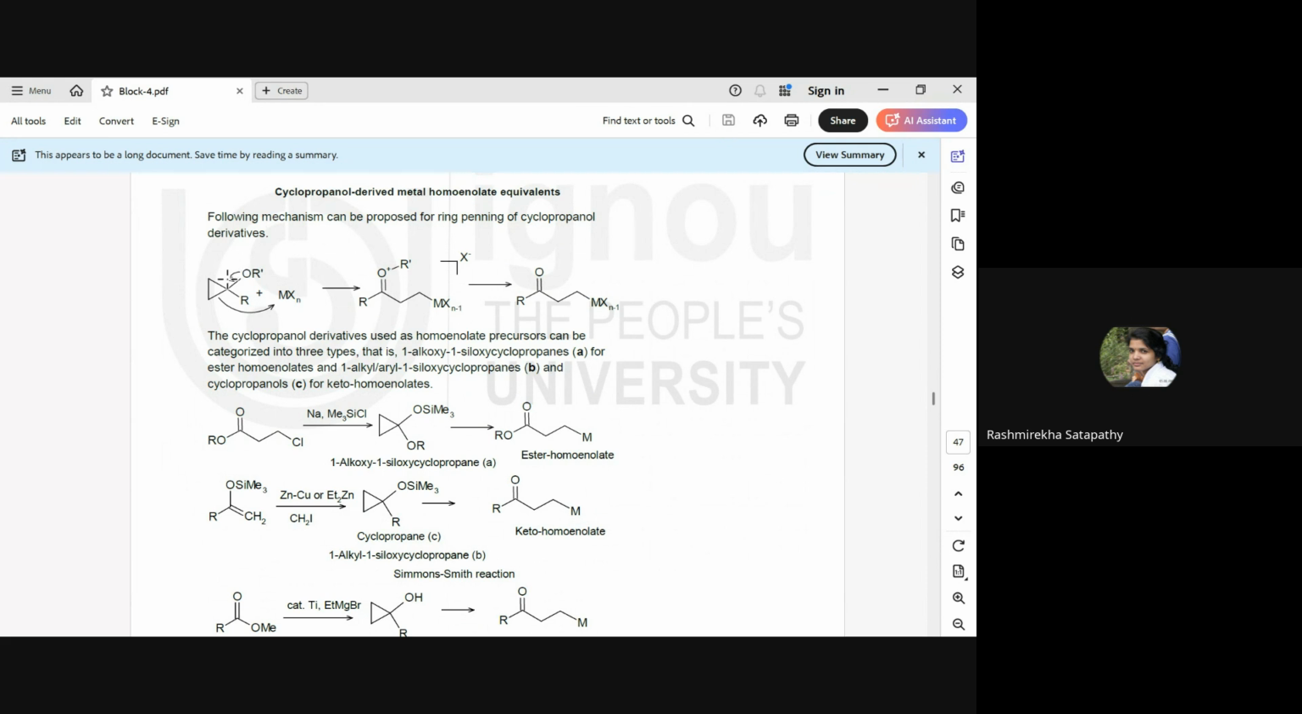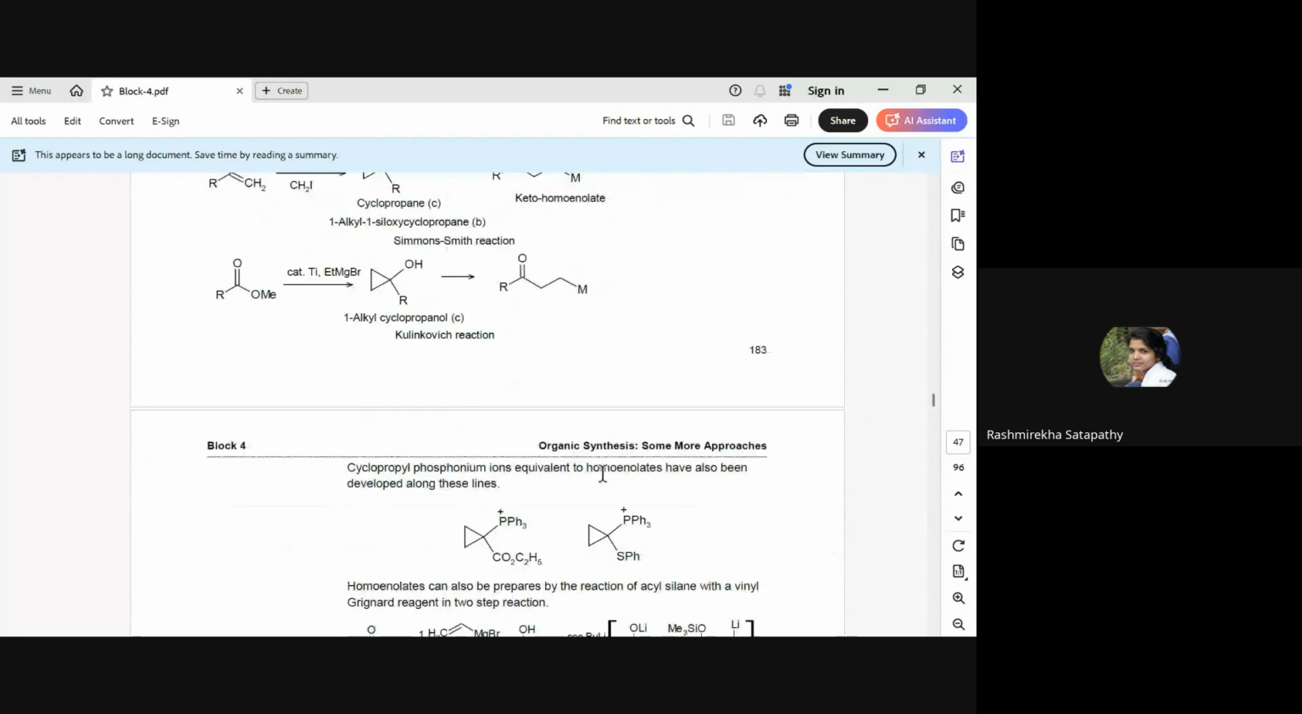This oxygen lone pair comes here, this double bond attacks the metal, then this compound is formed. On hydrolysis, this compound forms cyclopropanol. This compound in the presence of methyl and trimethylsilyl chloride forms this compound. Finally, the ester homoenolate is formed.